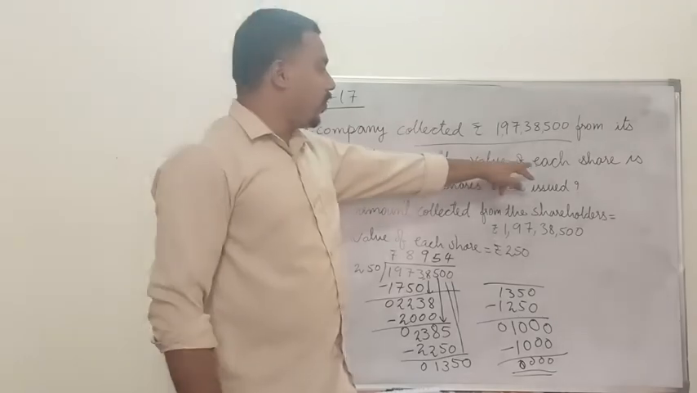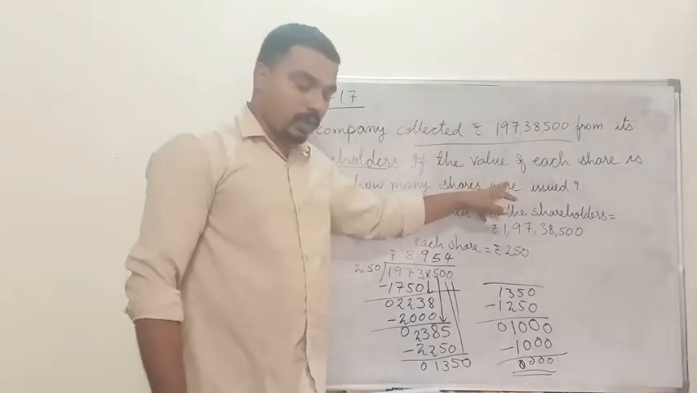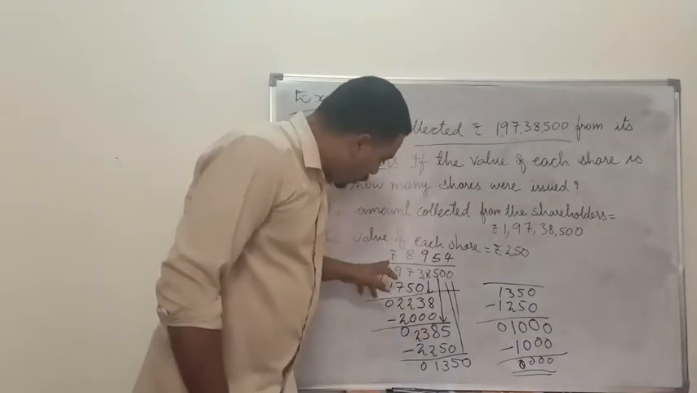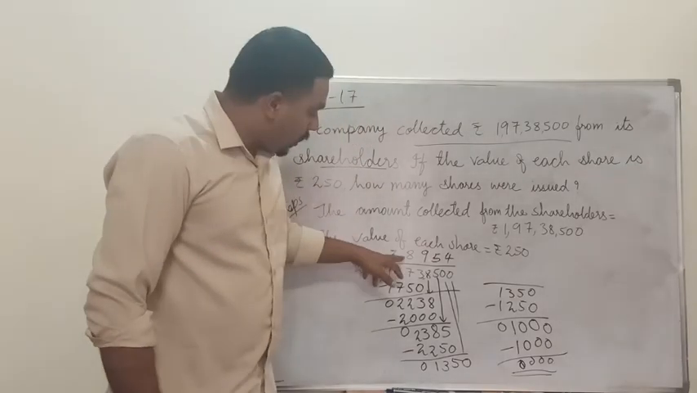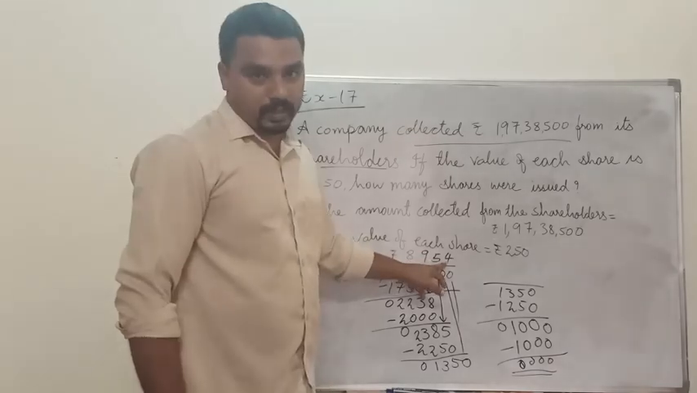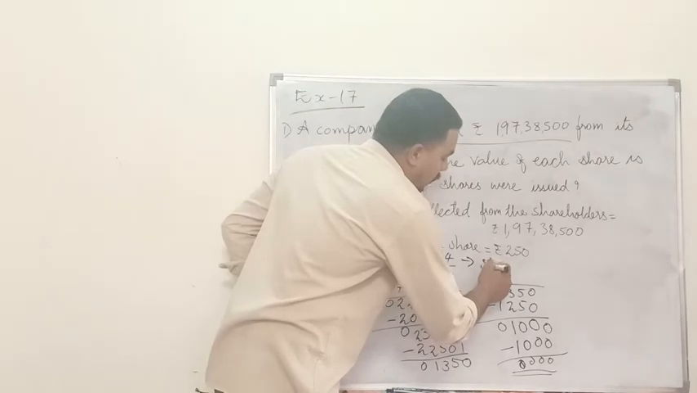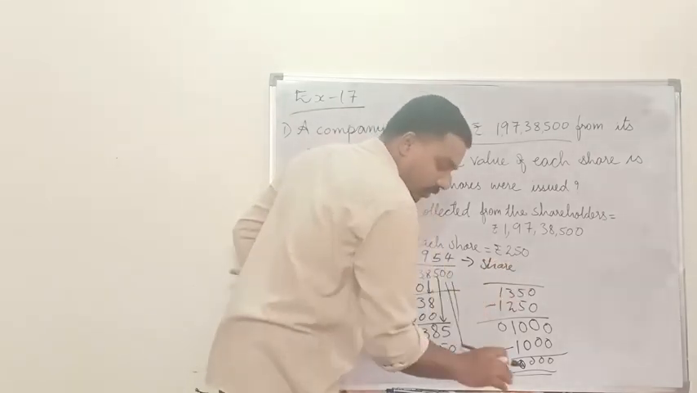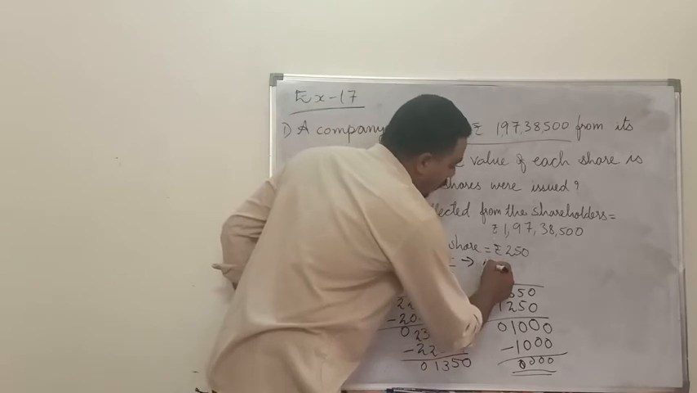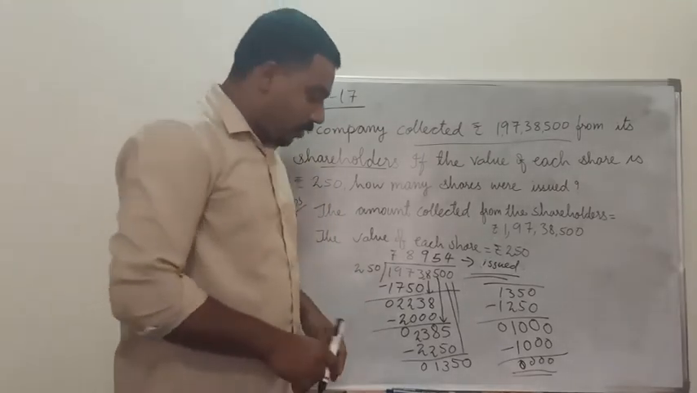If the value of each share is rupees 250, how many shares were issued? So the company can issue 78,954 shares. This many shares can be issued. So in this way you have to do the problem solving.